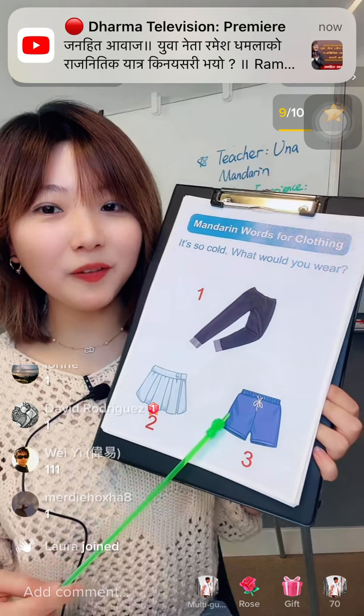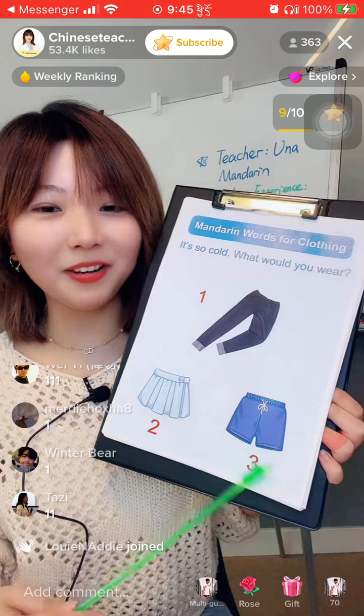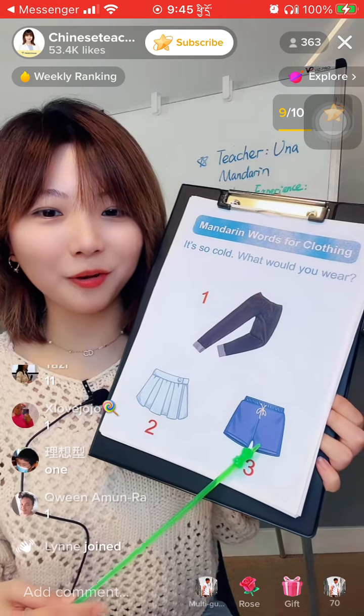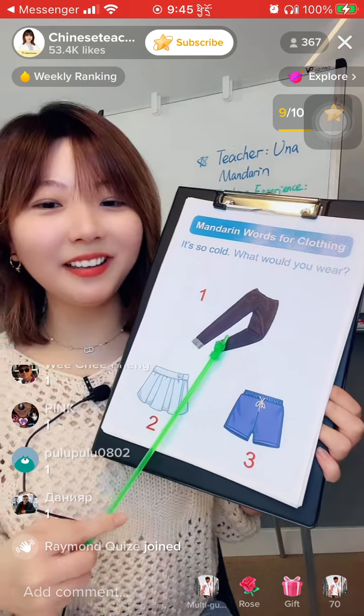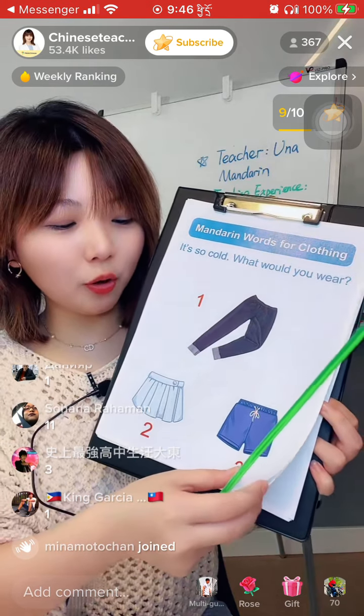One, two, three. If it's cold, yes, definitely. Someone said three, you are very brave. You are not afraid of the coldness. Okay, so yeah, we wear number one, right? Number one. So what do we call number one?